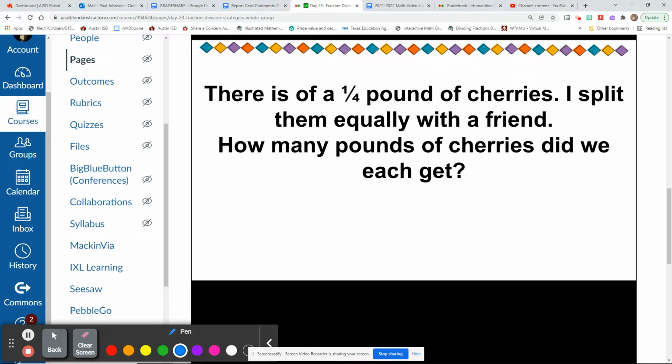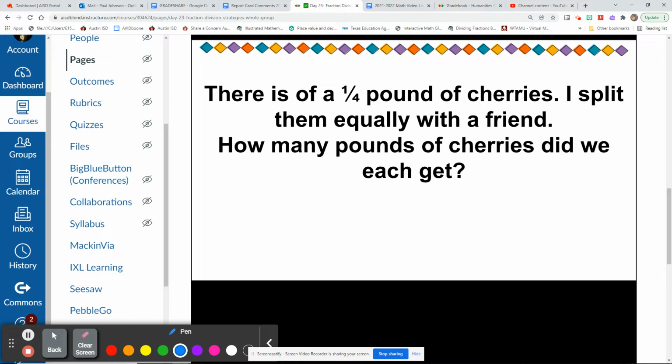All right, so let's read it again. There is a 1/4 pound of cherries. You like how I did that? I read 1/4 as a quarter. You can do that because you know fractions, but remember 1/4 is a quarter. That might help you remember that 1/4 is also 25 hundredths. Anyway, keep on going. I split them equally with a friend.